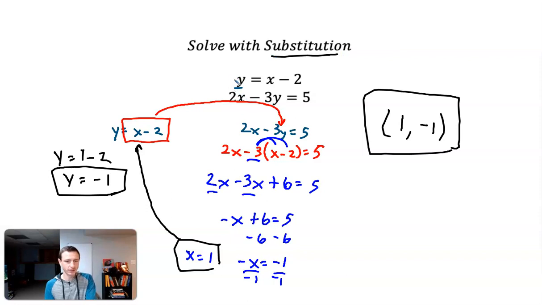And again, this was a little bit more manageable right off the bat because we already had a variable by itself, but if we didn't have that, we'd have to solve for a variable and then perform the substitution.